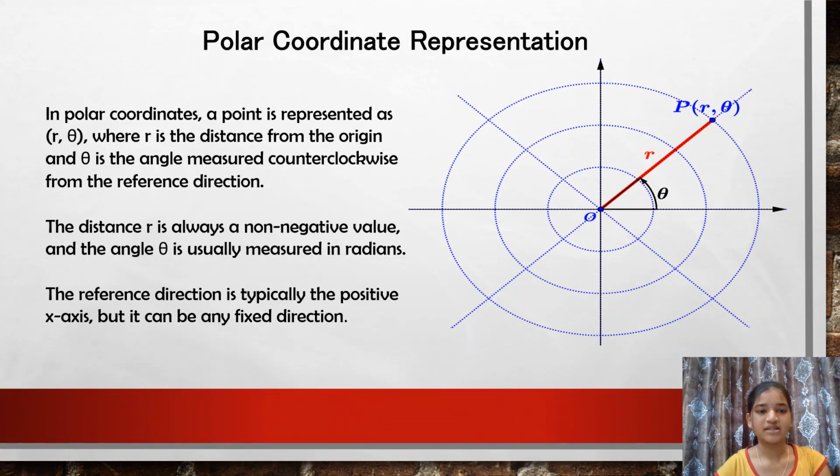Polar coordinate representation. In polar coordinates, a point is represented as (r, theta), where r is the distance from the origin and theta is the angle measured clockwise from the reference direction. The distance r is always a non-negative value and the angle theta is usually measured in radians. The reference direction is typically the positive x-axis, but it can be any fixed direction.